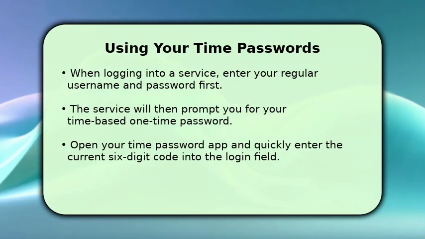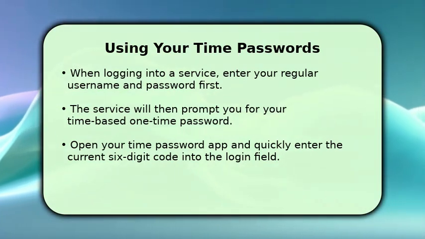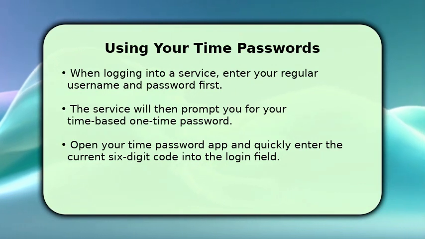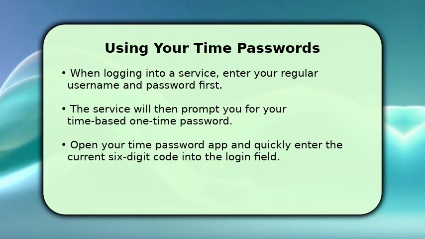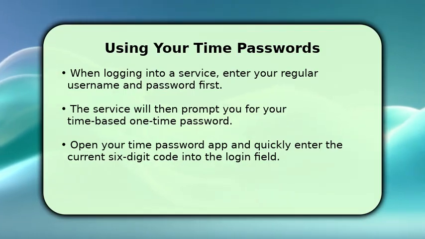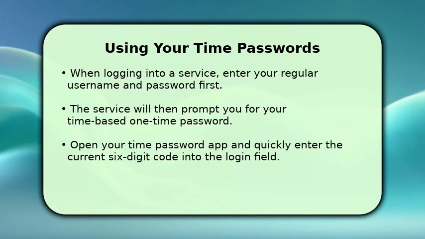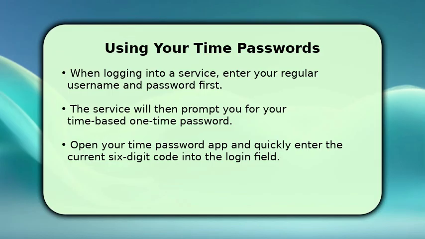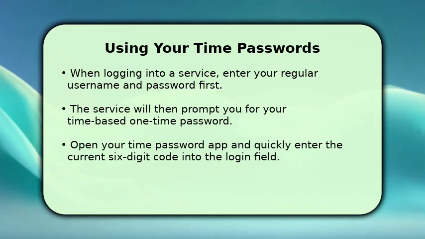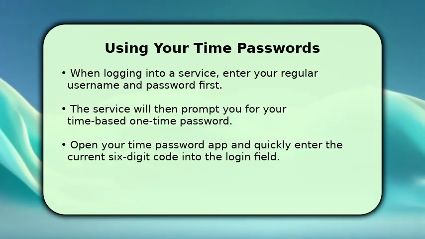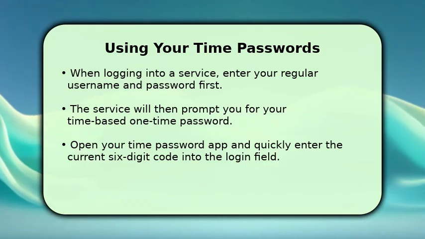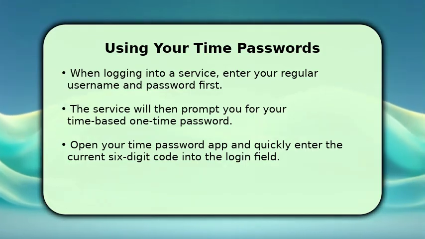Using the generated codes is simple. After entering your username and primary password on a website or app, you'll be prompted for a second verification step. This is where your time password app comes in. Open the app, locate the correct account, and quickly input the current 6-digit code into the designated field. Be mindful that these codes refresh frequently, typically every 30 or 60 seconds, so speed is key for successful login.